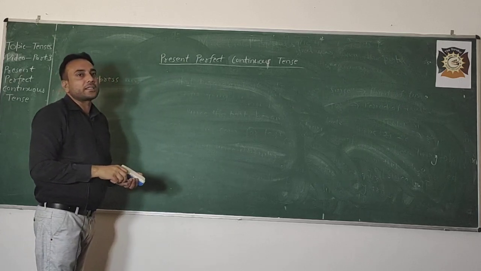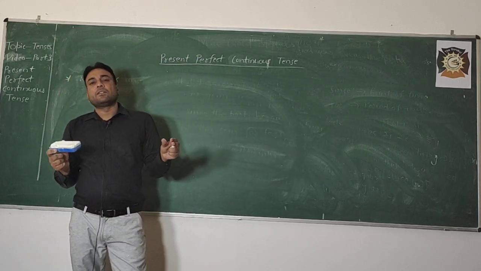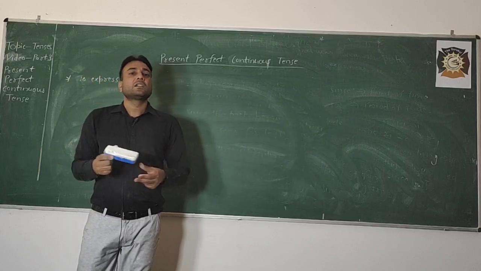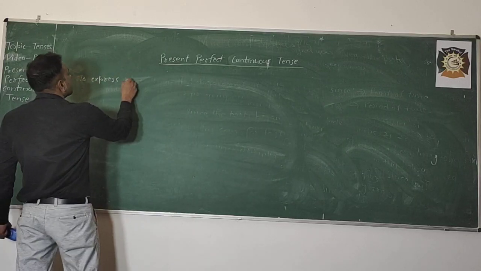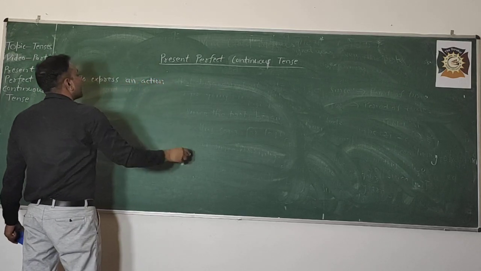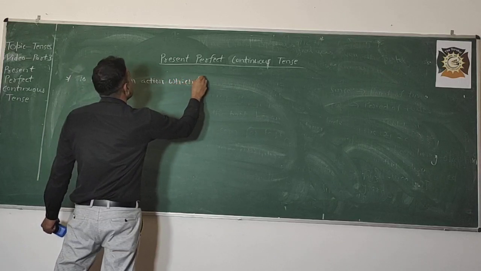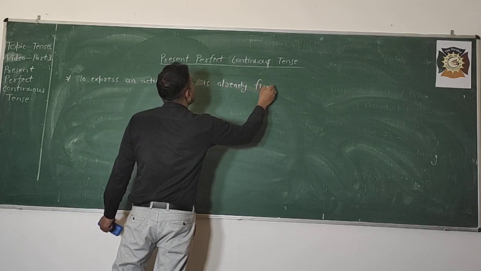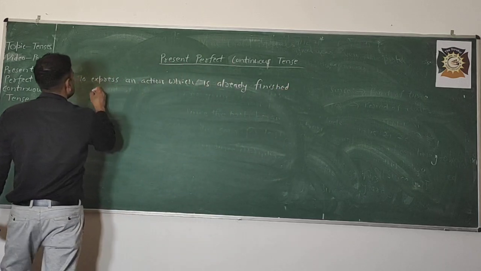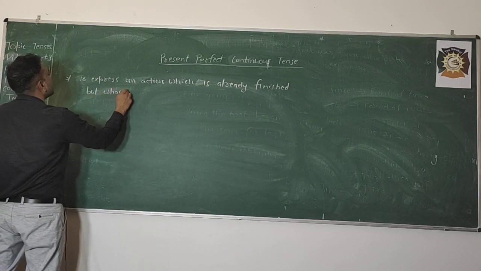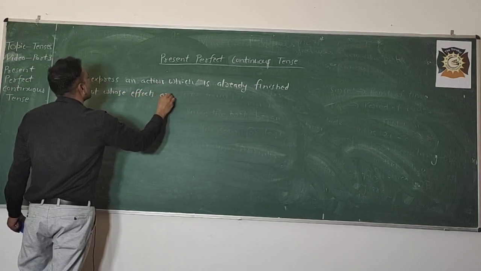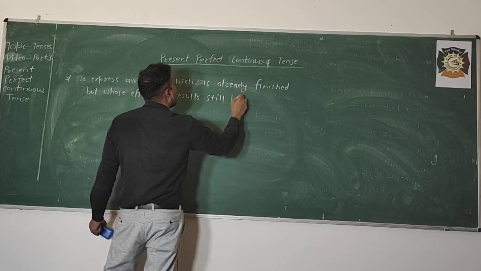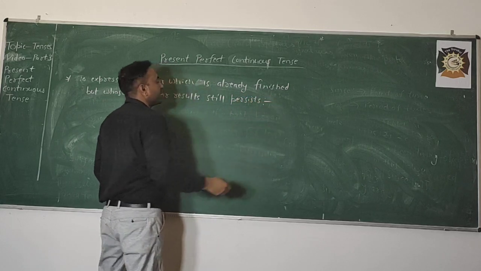So the next use of present perfect continuous tense is to express an action which is already finished, completed, but whose effects or results still persist.